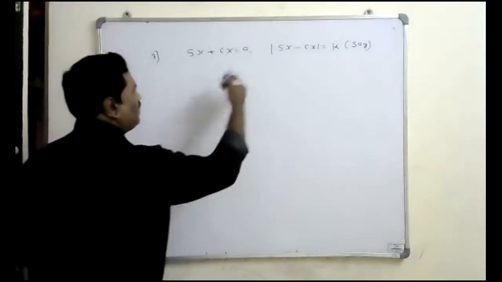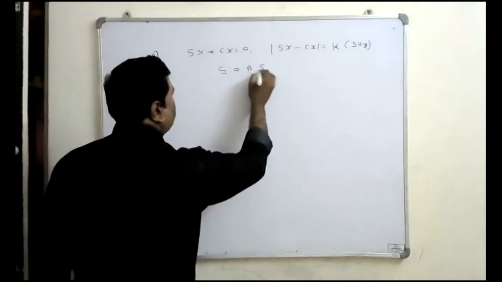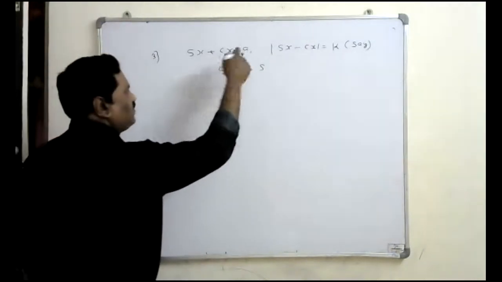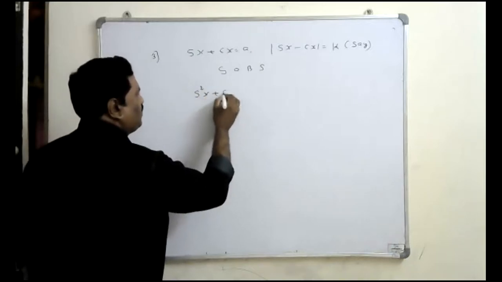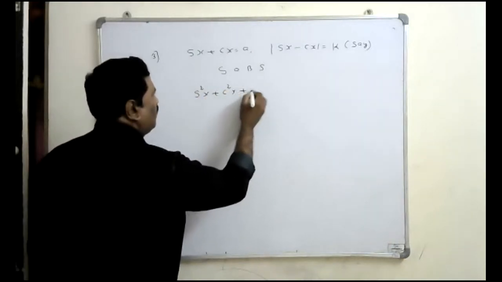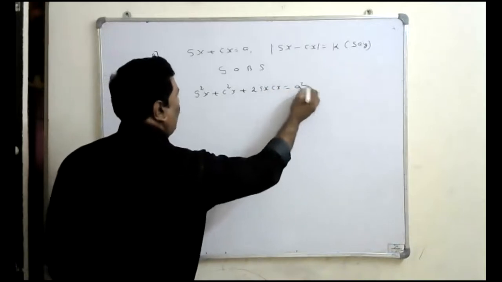Now here I will square both the equations on both sides. So if I square them, it is sin x plus cos x whole square. If you expand that, sin square x plus cos square x plus 2 sin x cos x we are getting is equal to a square.